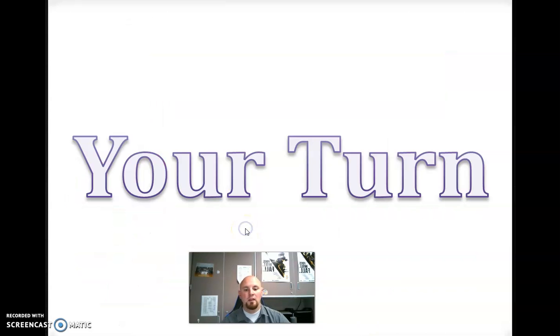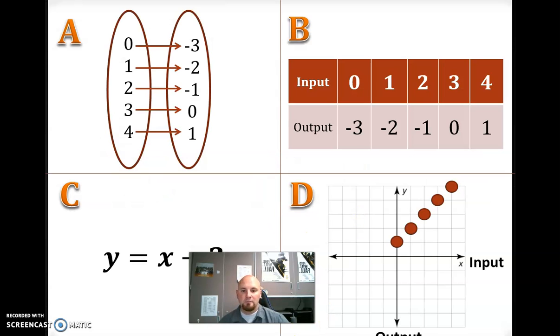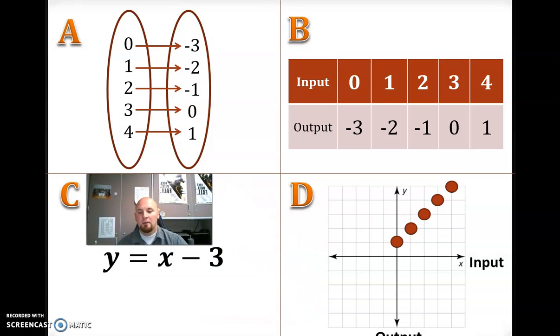So now it's your turn. I'm going to give you 4 options. You pick which one doesn't belong. So for example, maybe I don't even need the video, but hey, I've already started recording, so we're going to go with it. Here are 4 options. 3 of them work together, 1 of them does not.